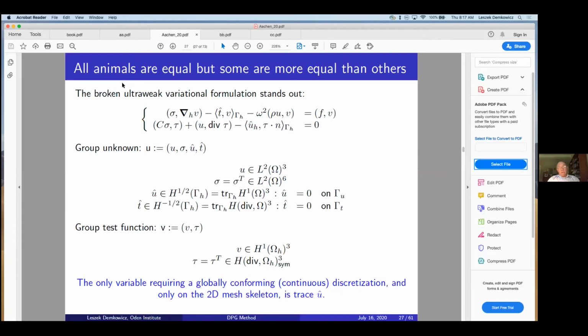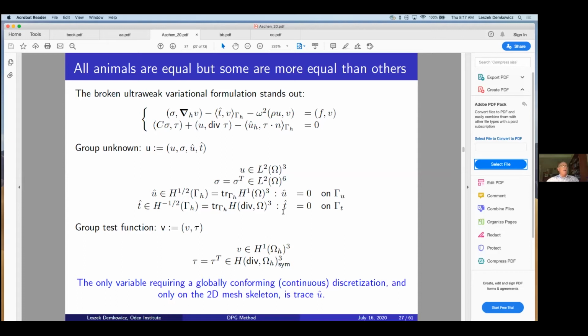And in this context, for a number of reasons, I don't know whether I'll have a chance to go into that, the broken ultra-weak variation formulation stands out. This is the formulation where we're solving for U and sigma, and after breaking test functions, we end up with two additional traces, one continuous trace and another traction on the boundary.